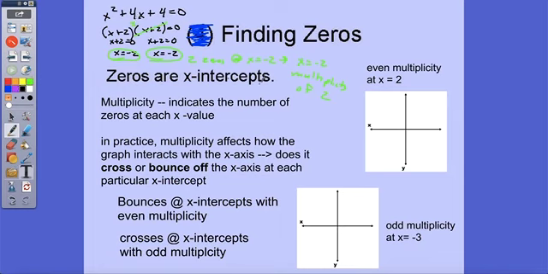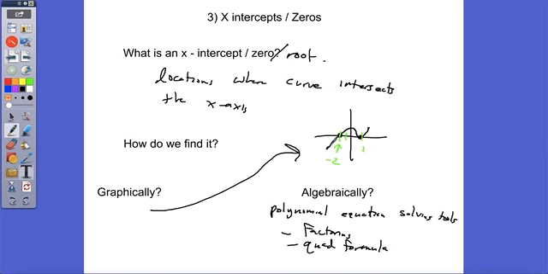So let's change this to -2 since we just used that. So an even multiplicity at -2, what would that look like on the graph? Well, let me first tell you, and then we'll look at the graph. The multiplicity affects how the graph interacts with the x-axis, as in, does it cross the x-axis or does it bounce off of it, like I referenced on this page right here? That's a crossing, that's a bounce off.